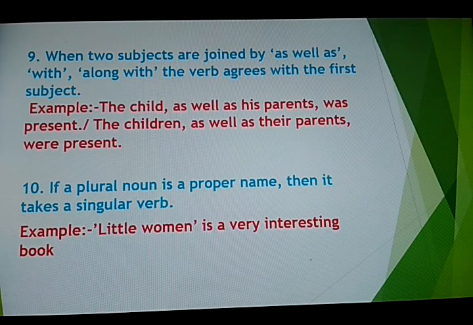So this is the explanation of subject-verb concord, or subject-verb agreement. I hope you have understood. Thank you so much for watching this video.